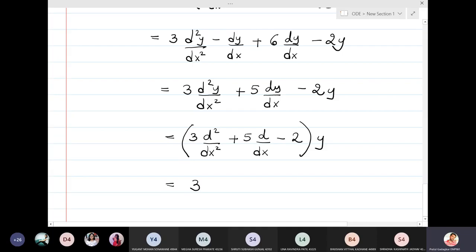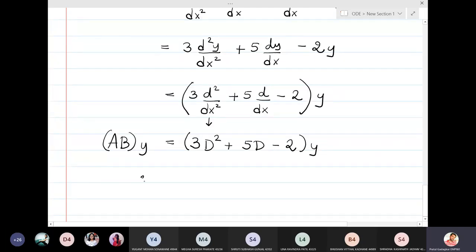What is d2 by dx square? Now our notations tell us that d2 by dx square is D square, plus 5D minus 2, y. And who was this? This was ABy. And therefore what is AB equal to? So AB is equal to 3D square plus 5D minus 2.